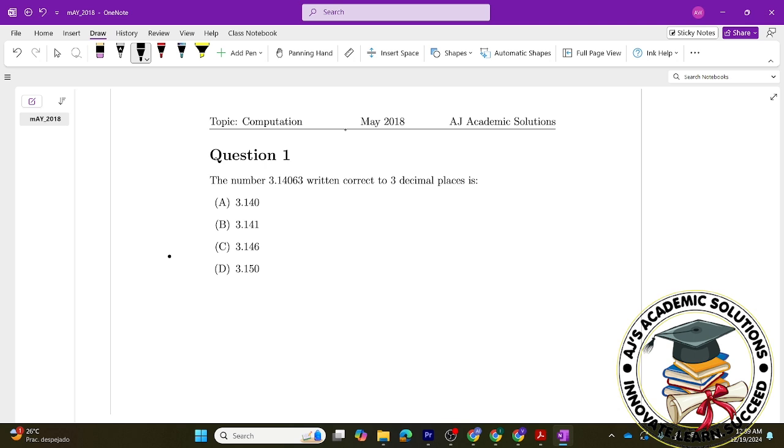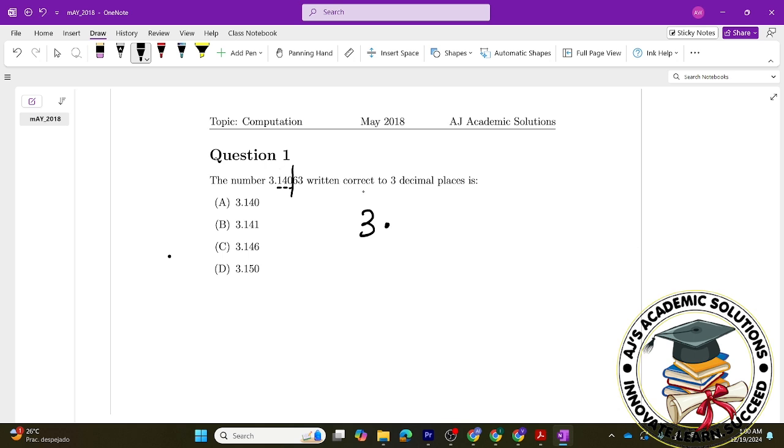Now question 1 reads, the number 3.14063 written correctly to 3 decimal places is. Now this is actually a very straightforward question, and we're looking at having it with 3 decimal places. So with that being given to us, we know that 3 is the whole number, and we have our decimal point. Now after 3 we have 140. So that's 3 decimal places. So let's just put a line here.